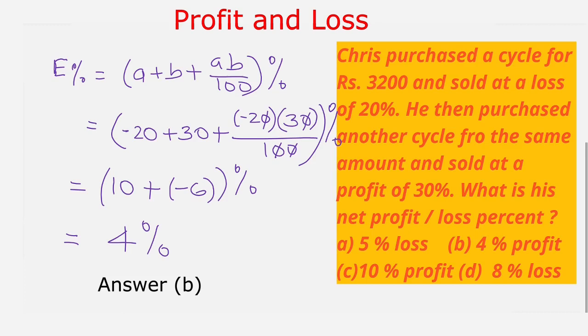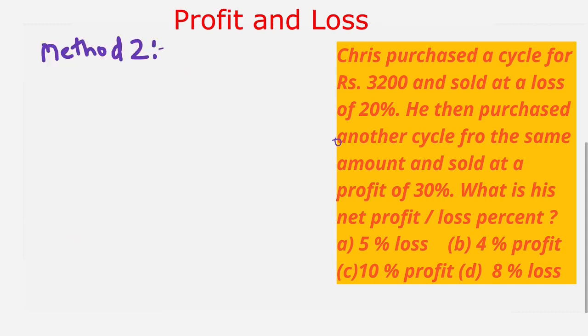We solve this question by three more methods. The second method is, if the price is say 100, then first it was sold at a 20% loss. It means that it is sold at 80%. So we write 100 multiplied by 80 over 100. Then it was sold at a 30% profit, that is 100 plus 30, that is 130%. So we write multiplied by 130 over 100.